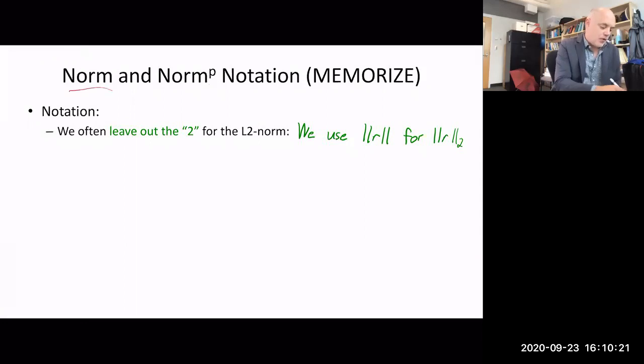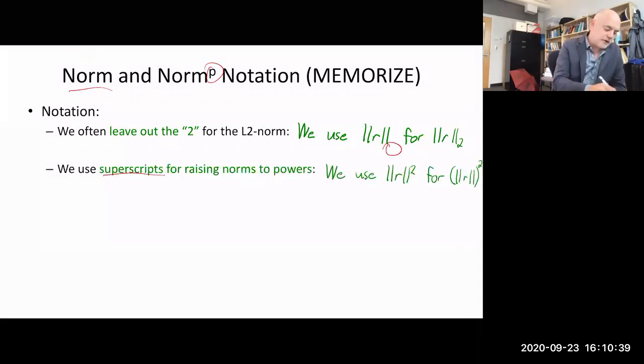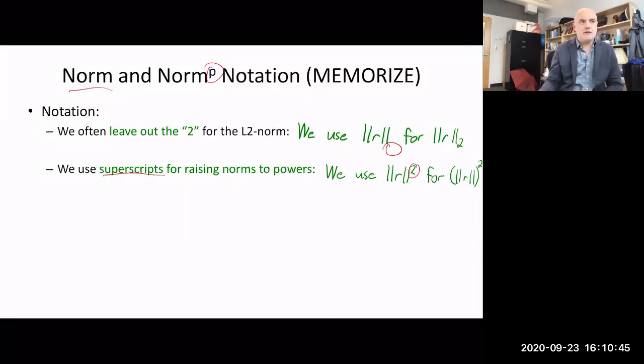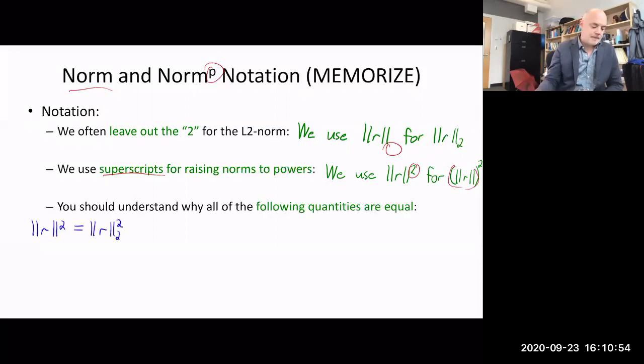So we have norm and then norm raised to a power notation, and you should memorize this, in particular the thing that comes at the end of this slide. As I've warned you already, we often leave out the 2 for the 2 norm. In other words, we'll just leave this blank when we mean 2 norm, right? We use superscripts for raising norms to powers, so the 2 norm squared is something we're going to see a lot, particularly when we do least squares or linear regression. This means take the value of the norm and square it. But you should definitely work through this. If this is not immediately obvious and straightforward when you see this, then you should take the time to work through it on your own.